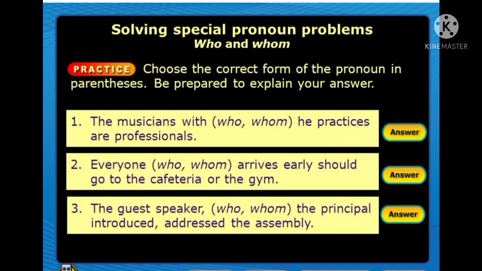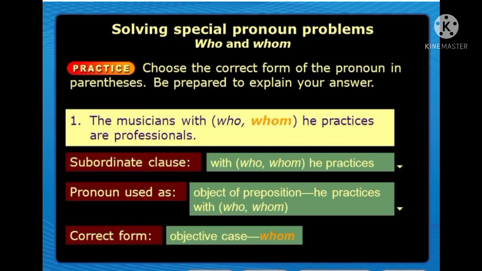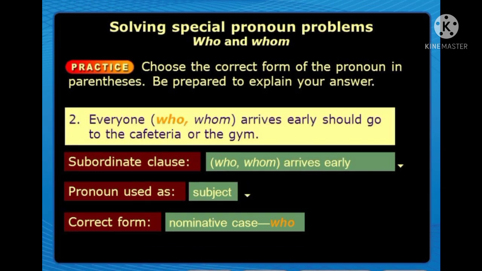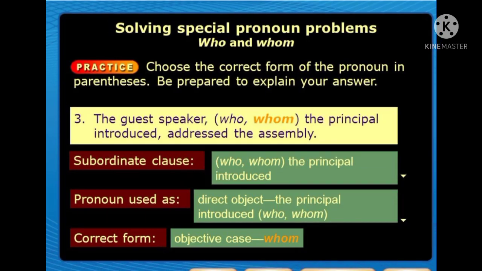Answer the following. Choose the correct form of the pronoun in parentheses. Be prepared to explain your answer. Your timer starts now. Answer for number 1: The musicians with whom he practices are professionals. Number 2: Everyone who arrives early should go to the cafeteria or the gym. Number 3: The guest speaker whom the principal introduced addressed the assembly.